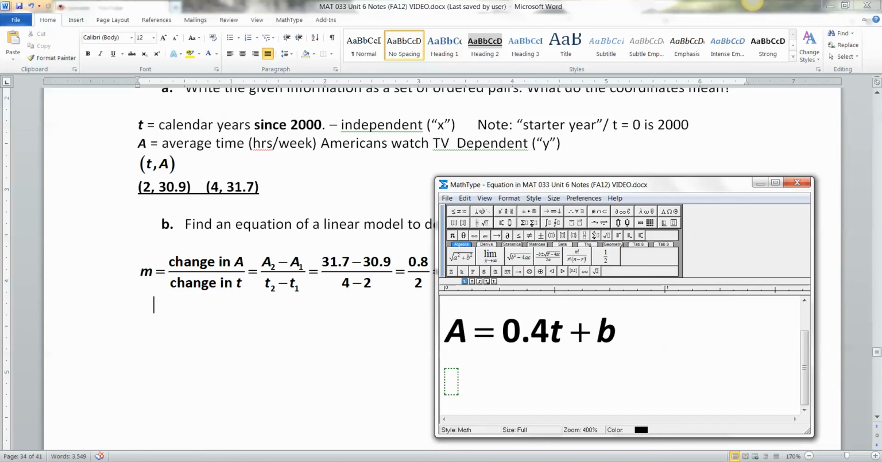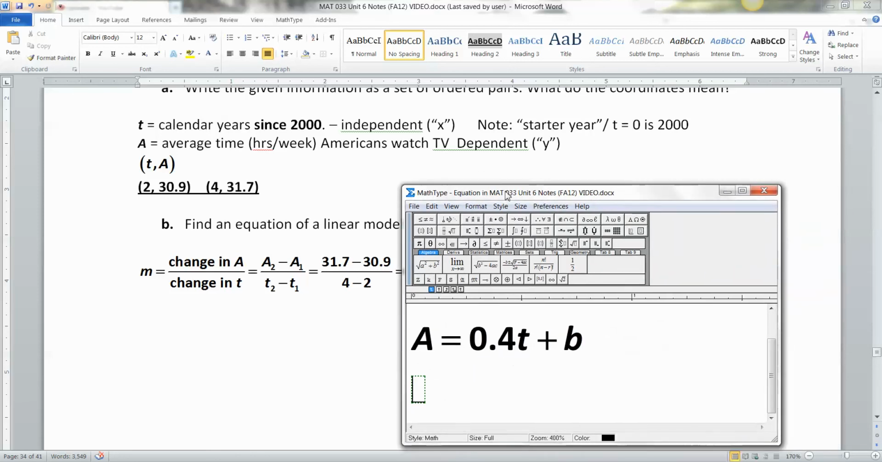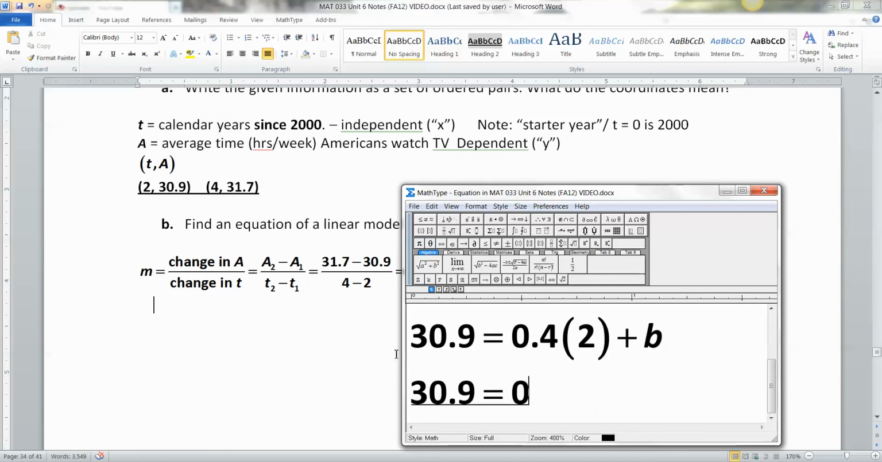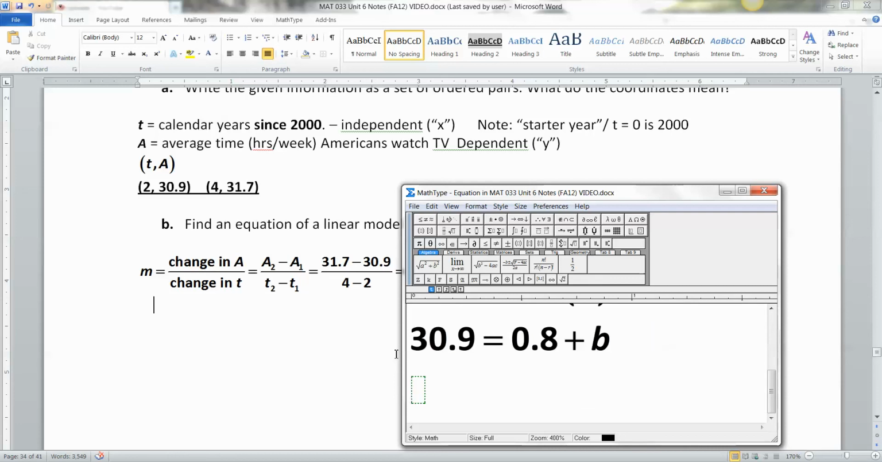Which one of these letters is the one we need to find? B, right? We need a number for b. We need it to be like 0.4 t plus 5 or something. So we're going to take one of our points. Either one will do. I'll use the 30.9. So 30.9 equals 0.4 times 2 plus b. That's 30.9 equals 0.8 plus b, because 0.4 times 2 is 0.8.